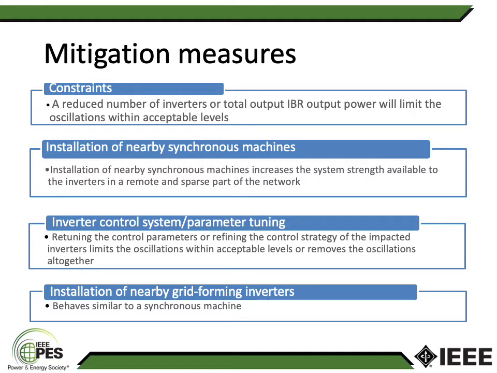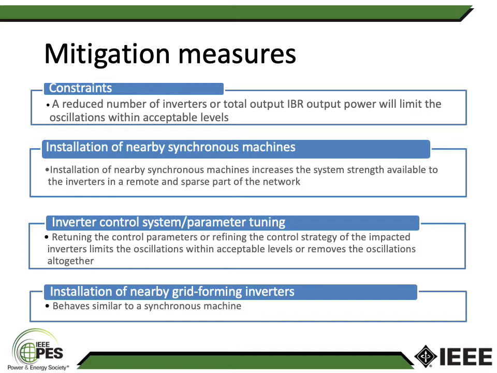The second mitigation measure is the use of nearby synchronous generators or synchronous condensers. By having these synchronous machines, the available system strength to these inverter-based resources would increase, and it would mean that they would be able to resume their stability during and after the fault clearance, and the post-disturbance voltage oscillations would be significantly smaller.